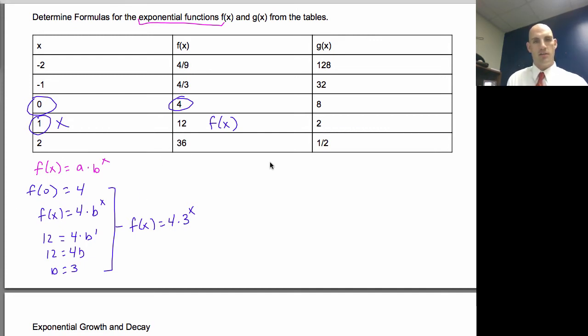Let's do the same for g of x. Okay, so see if you can take g of x and figure out what the f of 0 is. Use one of the values with its accompanying x to figure out the formula. So pause here.